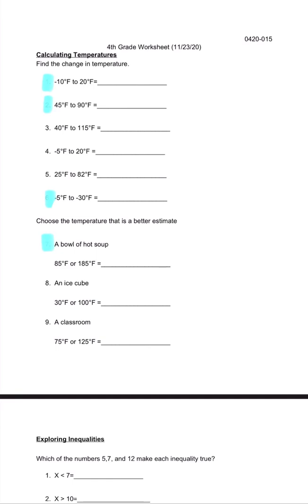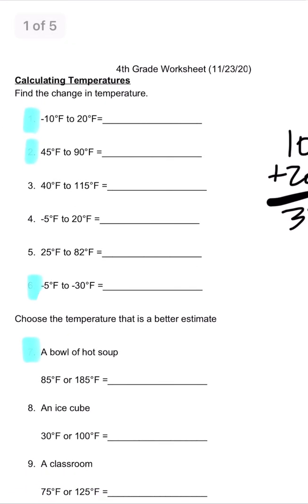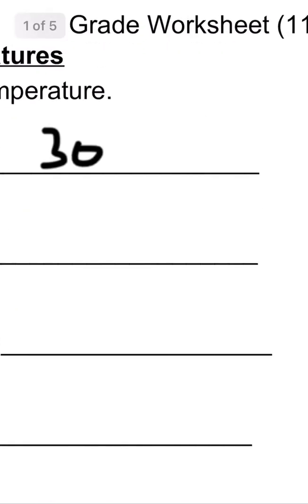So we'll be starting with calculating temperatures, find the change in temperature. Number 1 says negative 10 degrees Fahrenheit to 20 degrees Fahrenheit. When you're switching signs from negative to positive, it's best to add the numbers together. So we'll be doing 10 plus 20, which is 30. So your answer is 30 degrees Fahrenheit.